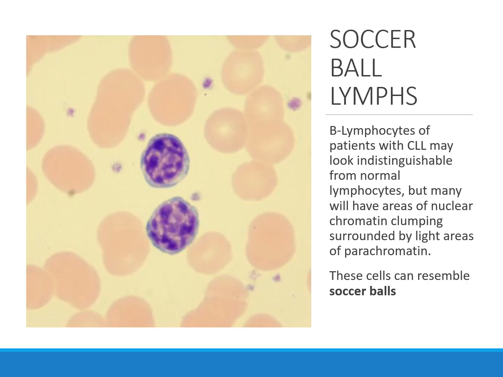Okay, so looking at this picture, these two cells on the slide are B lymphocytes from a patient with CLL. Now, not every single cell in the patient's lymphocytic population is going to be this distinct. Some of them may look indistinguishable from normal lymphocytes, but the majority of them, I would say more than 50 to 60%, will have these areas of nuclear chromatin and these clumps here surrounded by these lighter areas of parachromatin, and these can sometimes resemble soccer balls. That's why we call them soccer ball cells.